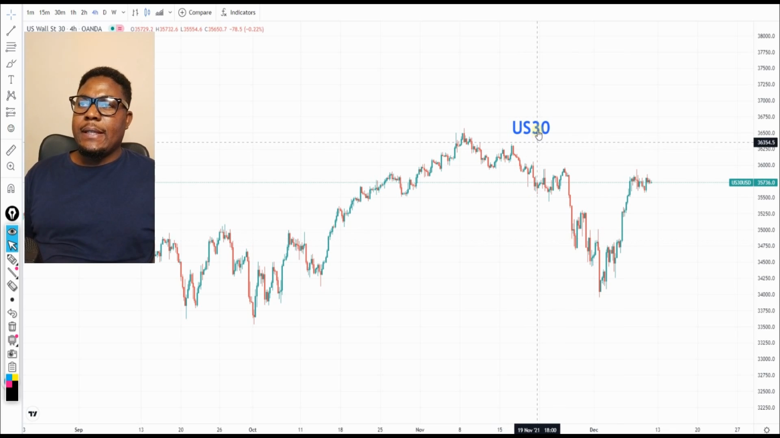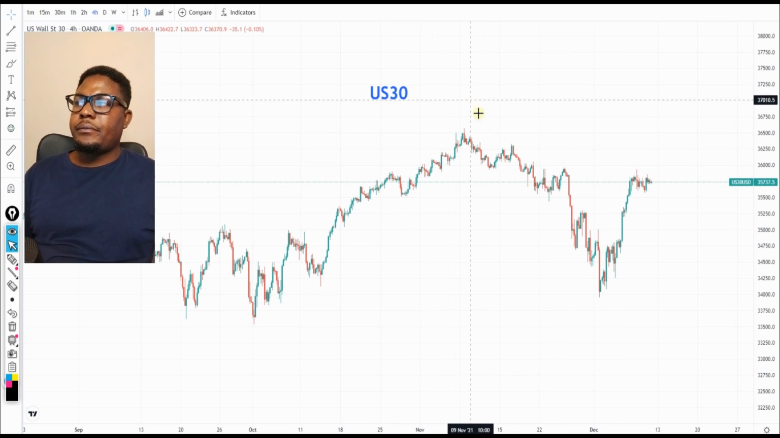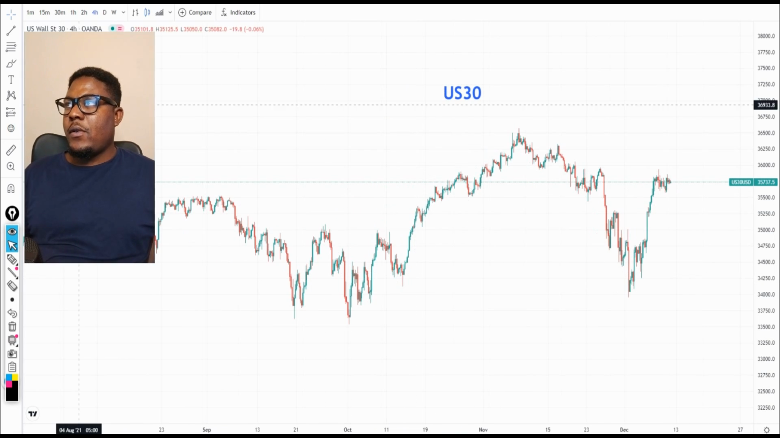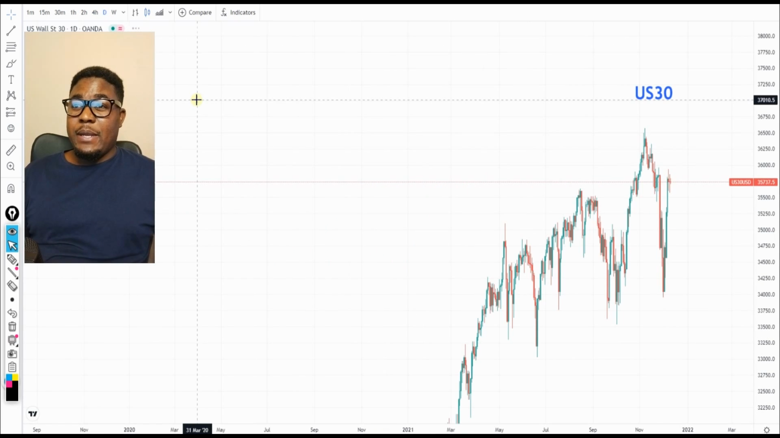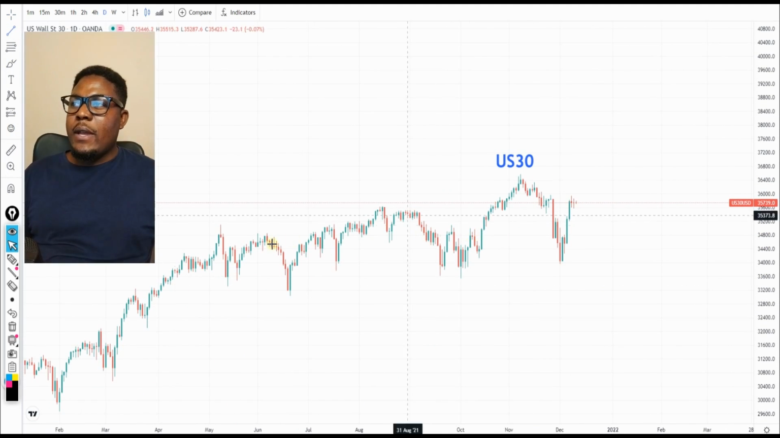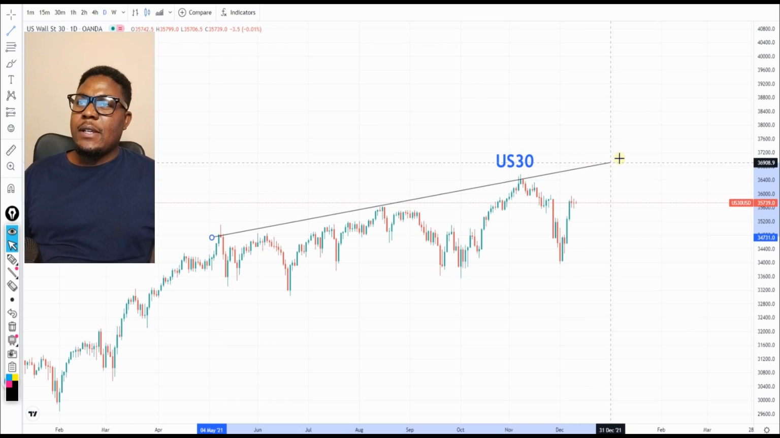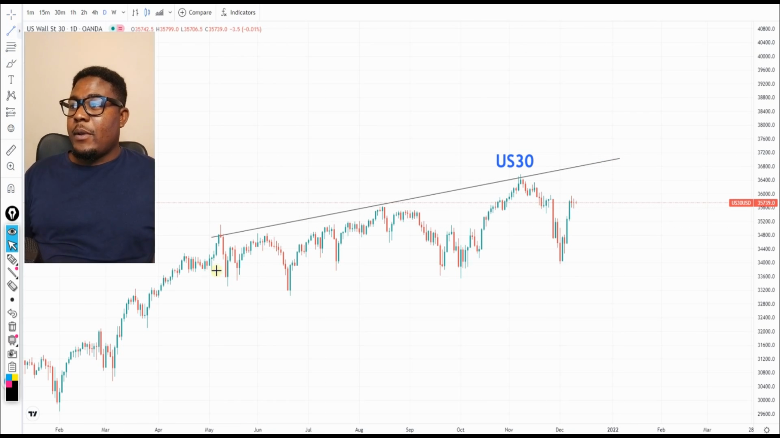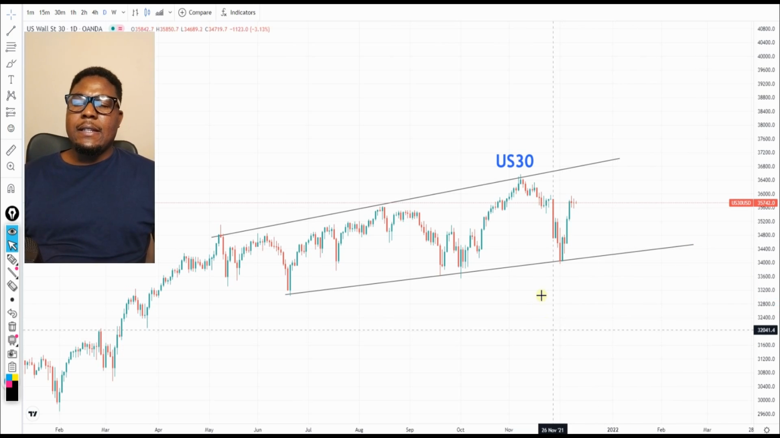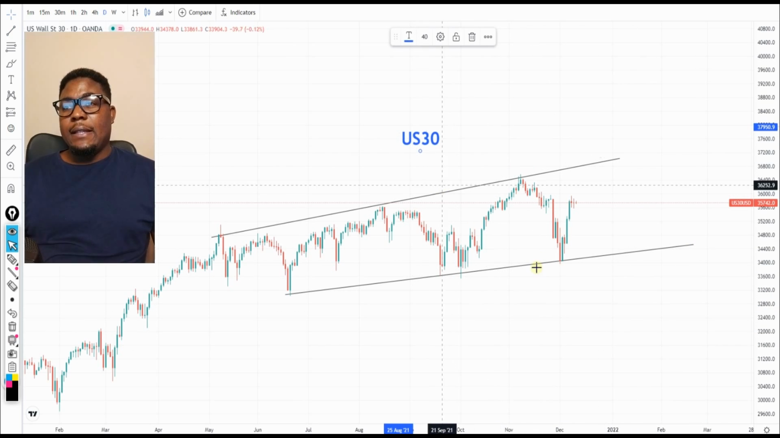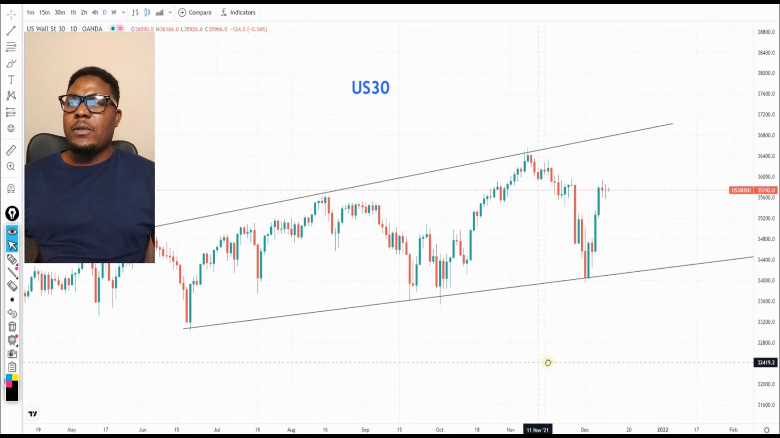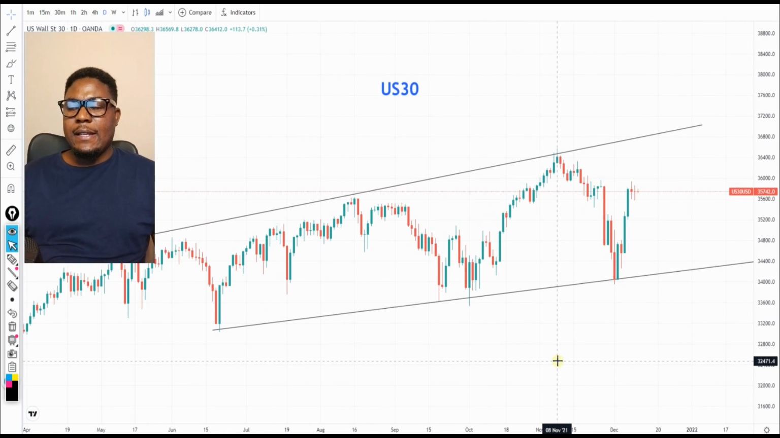So now we are on US30, Dow Jones. Let's go to a bigger time frame so that you can understand what's really happening. Let's see if we draw something like this. Because firstly, you have to identify the trend. The trend is telling me that the trend is going up. Don't think about even selling this thing. The trend is going up.